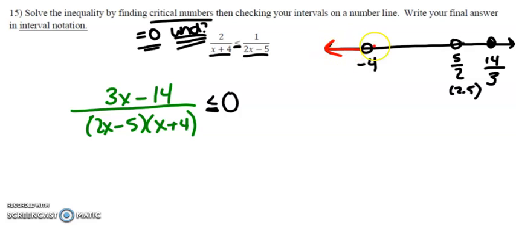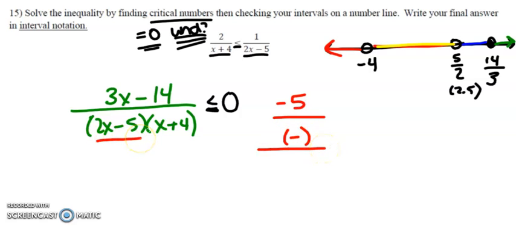All right, so I've created 4 intervals that I need to test. I've got this red interval, this yellow interval, this blue interval, and this green interval. So I'm going to pick a number from the red interval. The number I'm going to pick is -5. And if I sub -5 into the numerator, I would get 3 times -5, which is -15, minus 14, which creates a negative number.